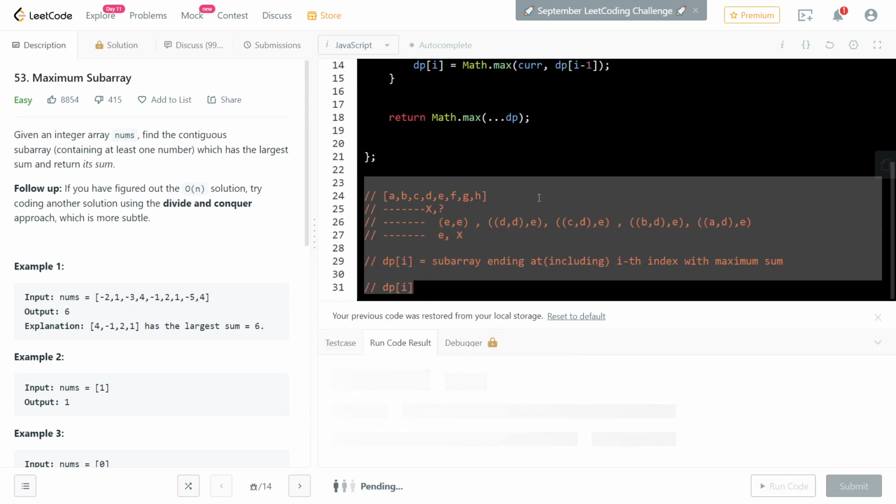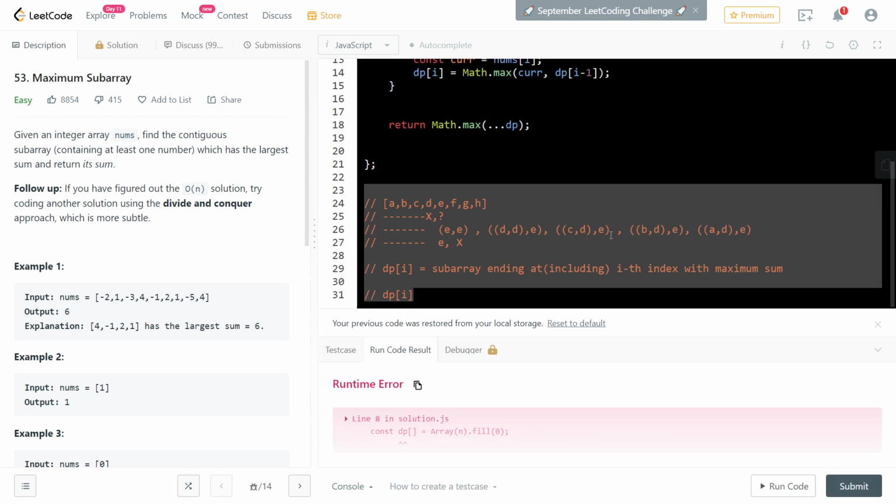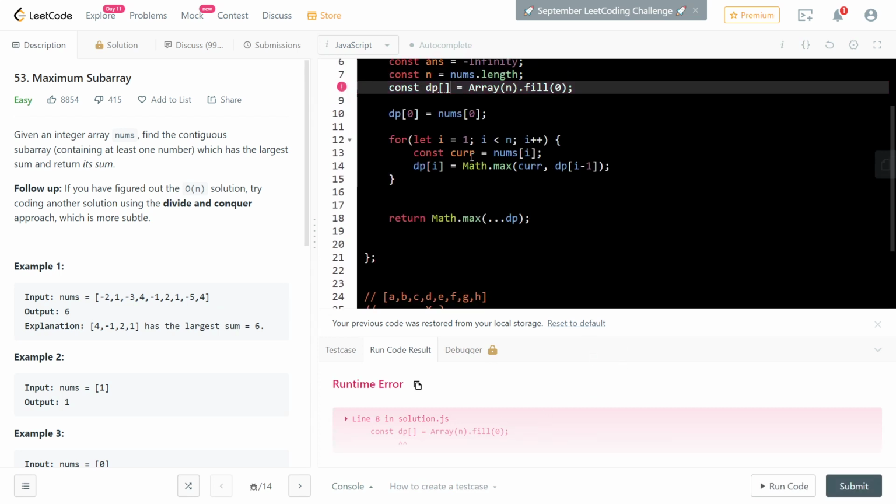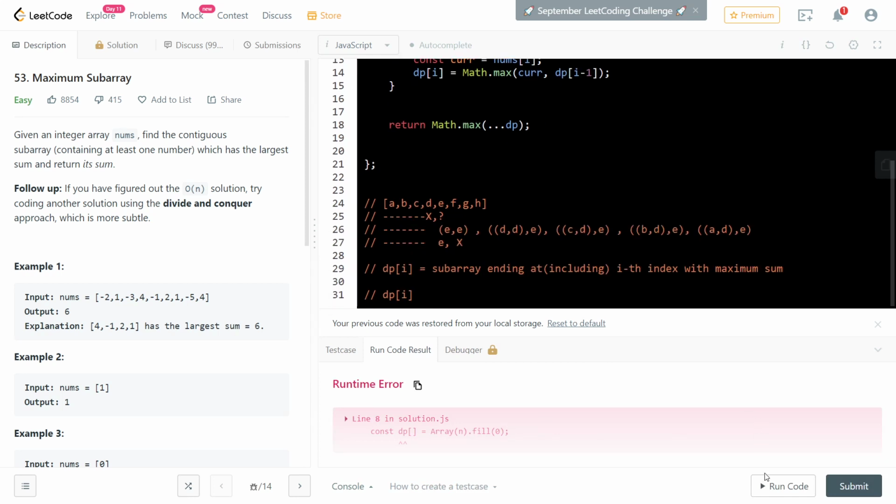Let's see if there is some corner case. So we don't define it like this in JavaScript.